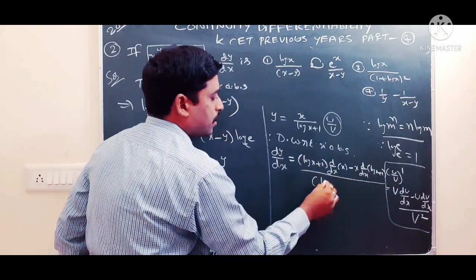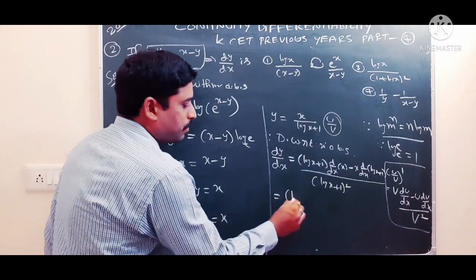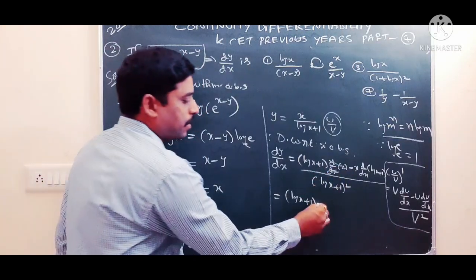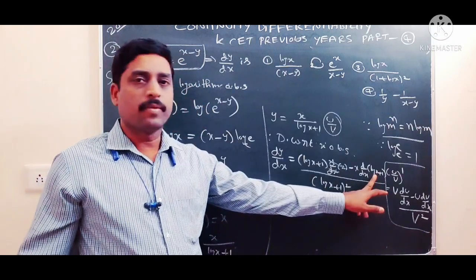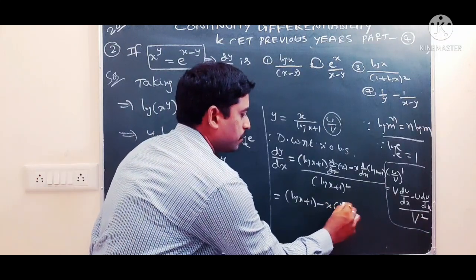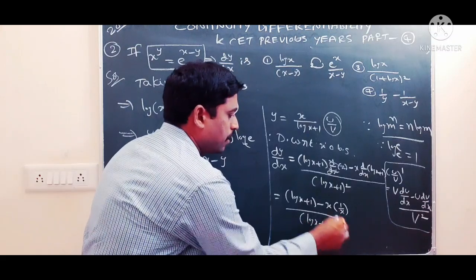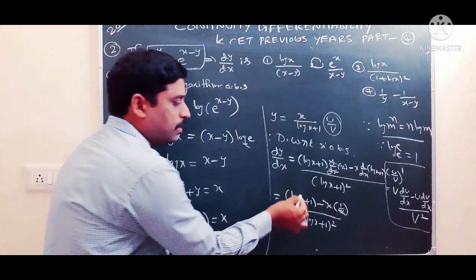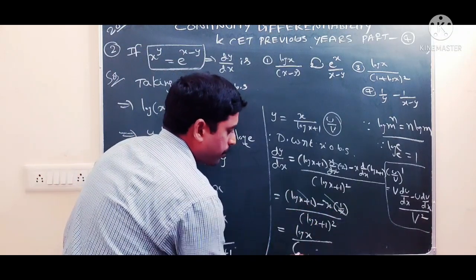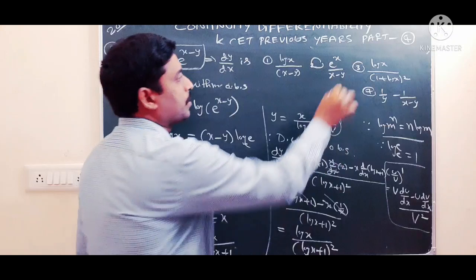This whole divided by (log x plus 1) whole square. This would be log x plus 1, dx to dx get cancelled, minus x times the derivative of log x, 1 by x, and derivative of 1, 0. So 1 by x plus 0, 1 by x. This whole divided by (log x plus 1) whole square. In this x gets cancelled, as well as plus 1 minus 1 also gets cancelled. What we got is log x by (log x plus 1) whole square. So option 3 is correct.